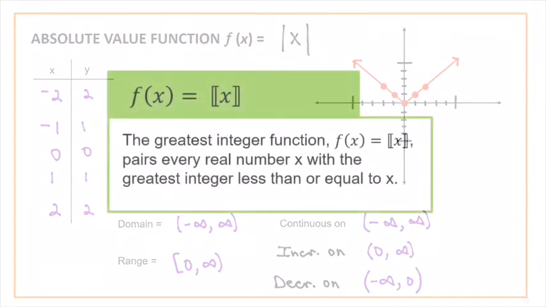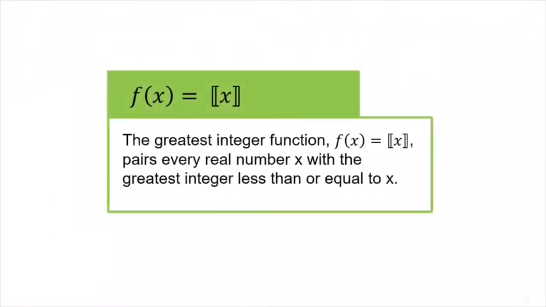what. Now let's take a look at the greatest integer function for just a second. The greatest integer function is notated by these double brackets. And so when you read this, you say f of x equals the greatest integer of x. And what that's going to do is pair every real number x with the greatest integer that is less than or equal to x. And when we take a look at the xy table, this will become clearer to you.